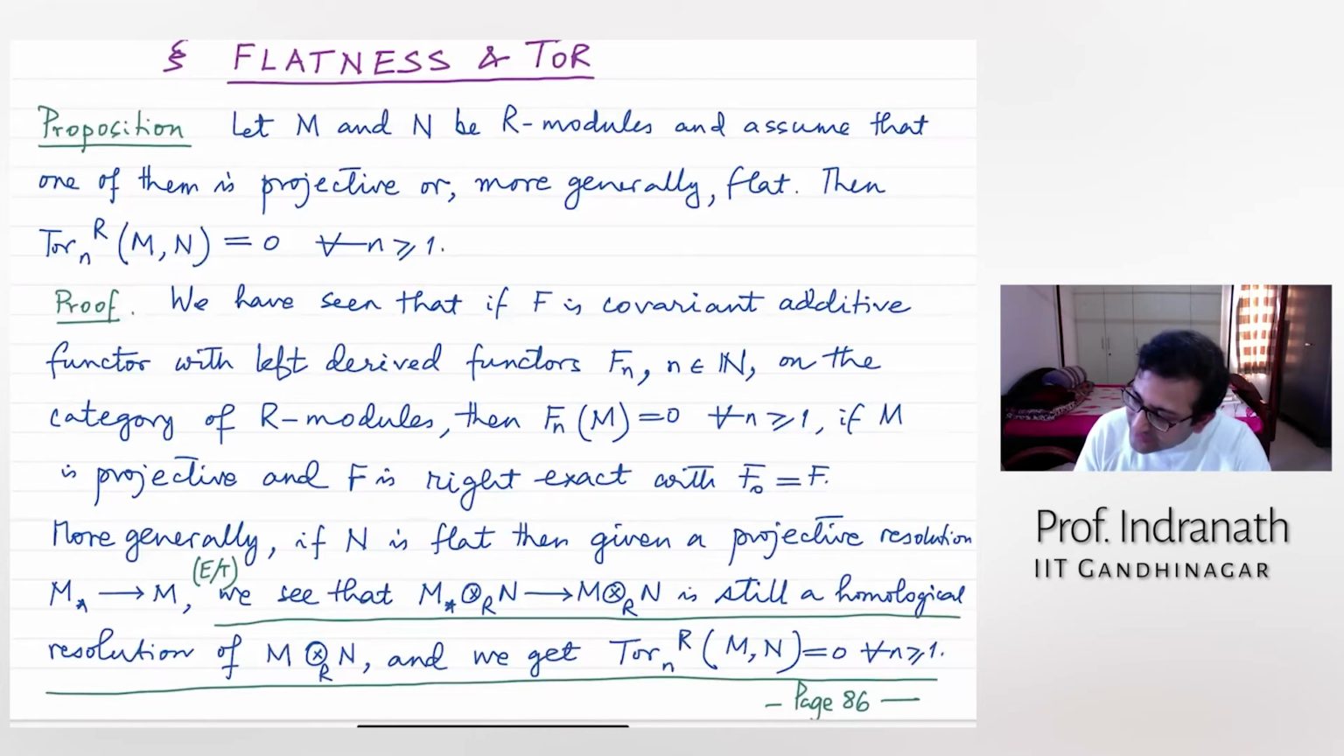That is why I thought that one should spend some time. See, we have seen that F is a covariant additive functor with the left derived functors F_n on the category of R modules, and then F_n(M) is 0 if M is projective and F is right exact with F_0 equal to F. This we have already discussed, the general scenario that doesn't matter which functor you are working with, as long as you have a covariant functor, then you can define the left derived functors, and projectivity of M ensures that these are all 0 and the 0th one is F.